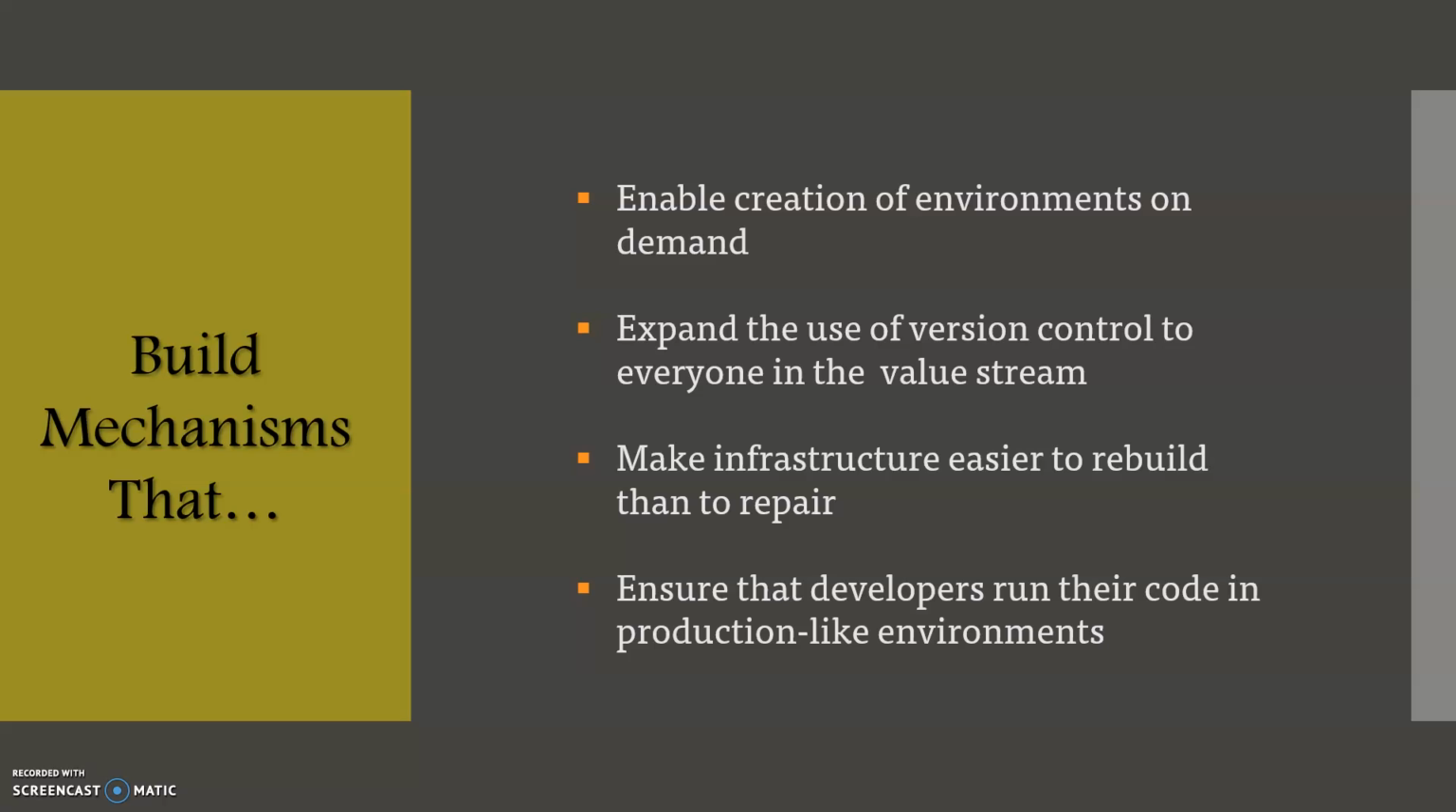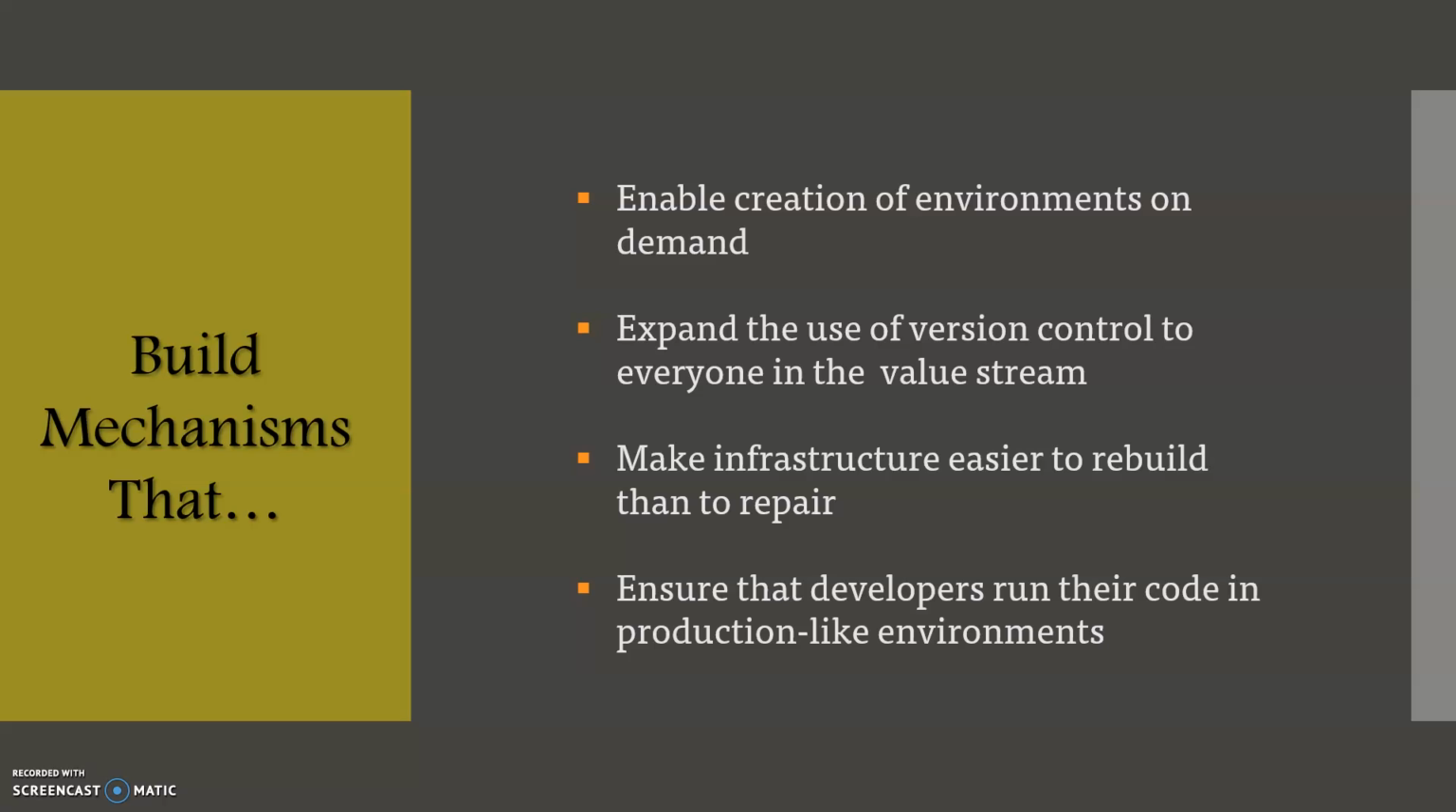We need to expand the use of version control to everyone in the value stream. This means not only devs, but also ops, database guys, etc. Everyone needs to be using version control to track changes and find and fix problems much quicker. And we need to make infrastructure easier to build and repair by having automation in the environment creation process. We can spin up new environments very quickly, and way quicker than it is to try and find an issue and repair that environment. It's better just to move along to a new one.